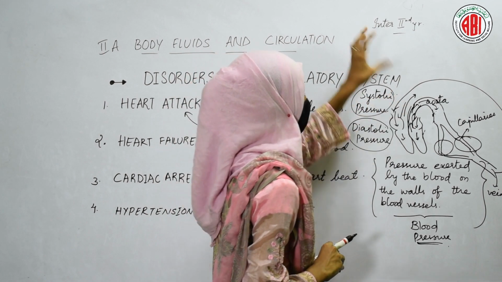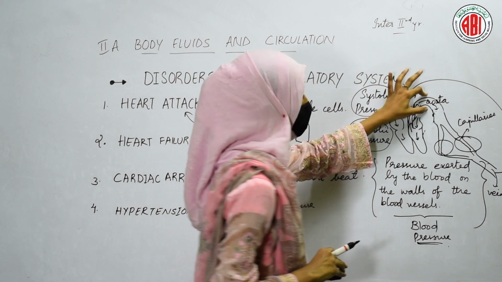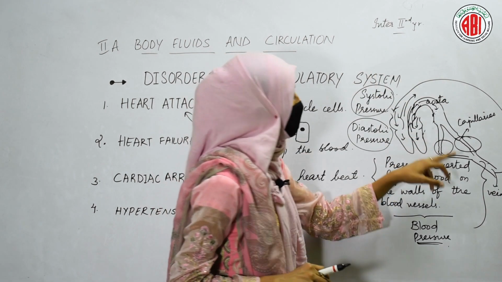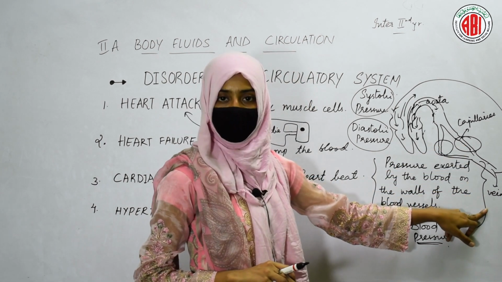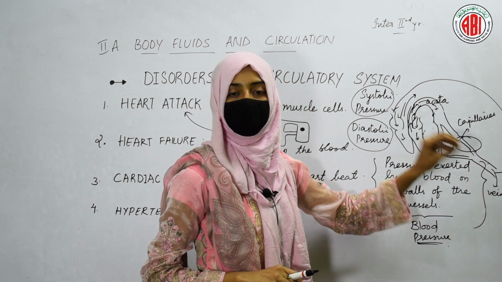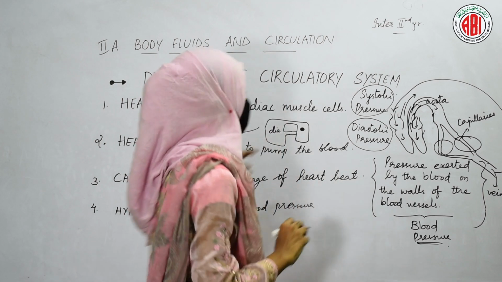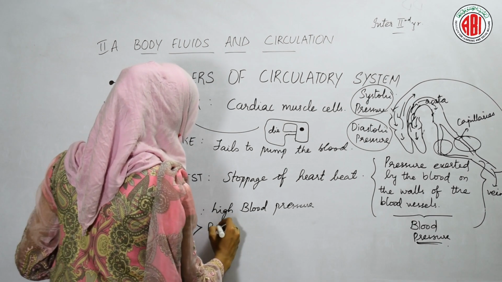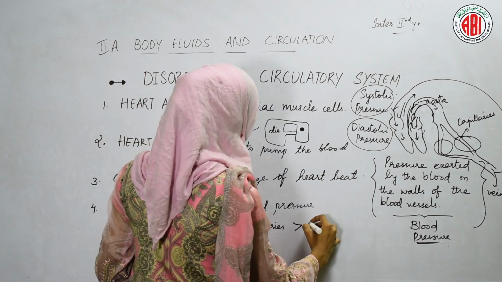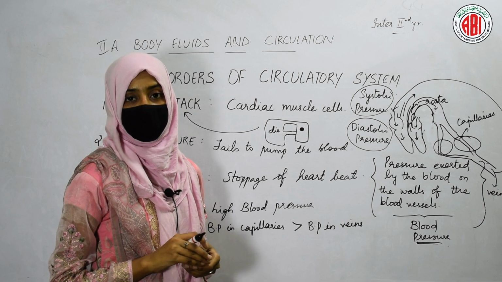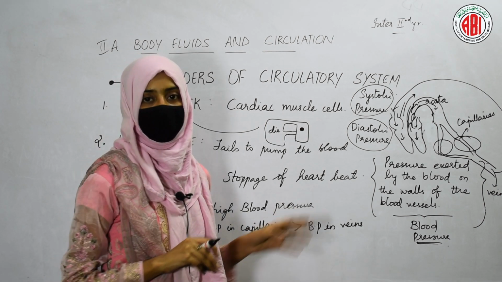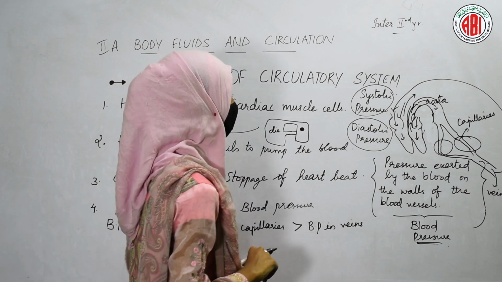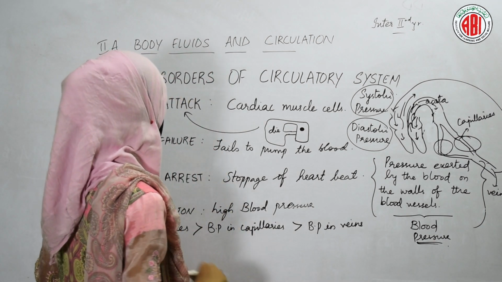The pressure which is exerted by the blood on the walls of the arteries is always high when compared to the pressure seen in our capillaries and veins. Veins are the blood vessels that always show low blood pressure. So you can write like this: BP in arteries is always high when compared to the BP in capillaries and in veins. So BP is always measured in arteries as the blood pressure is high there. If you measure the blood pressure in veins, it doesn't show appropriate pressure of our blood. We always need to measure the blood pressure in arteries.